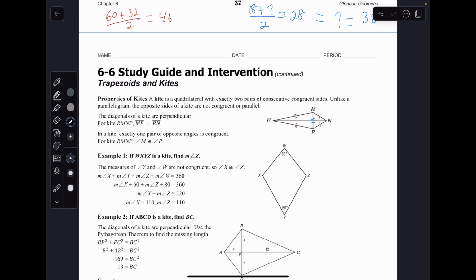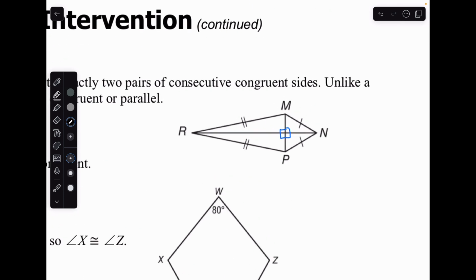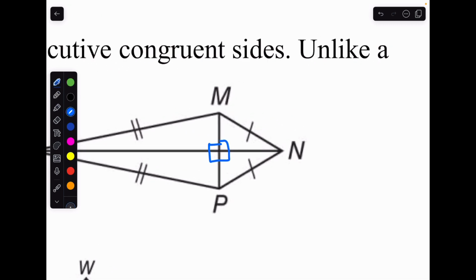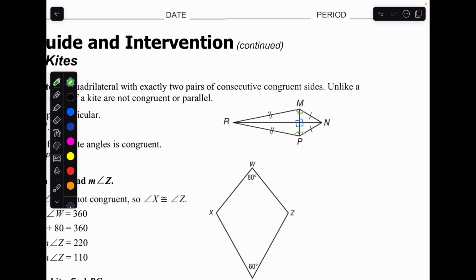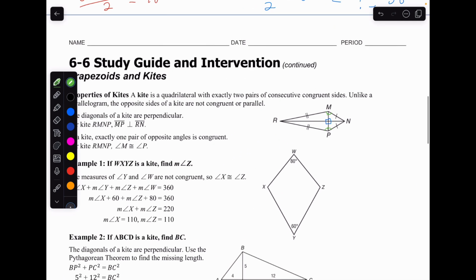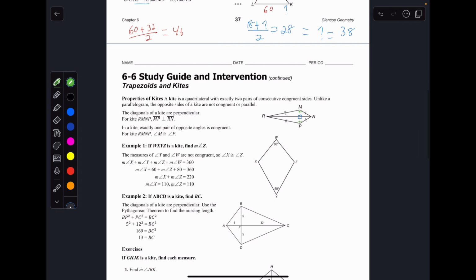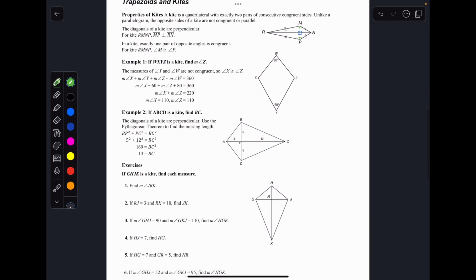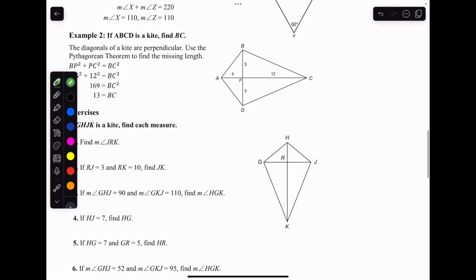In a kite, exactly 1 pair of opposite angles is congruent. So what it's telling me is that this angle right here, M, is going to be congruent to P. Okay? So those 2 angles are congruent. And those are basically the properties of the kite. If we start doing a few problems over here, it's going to be quite easier.